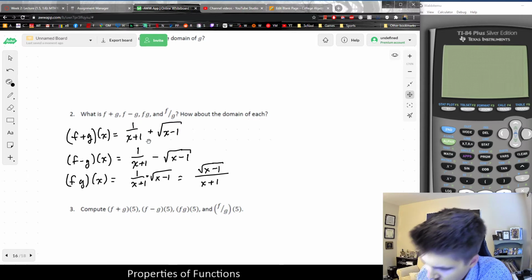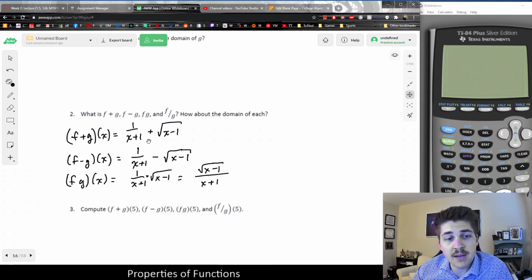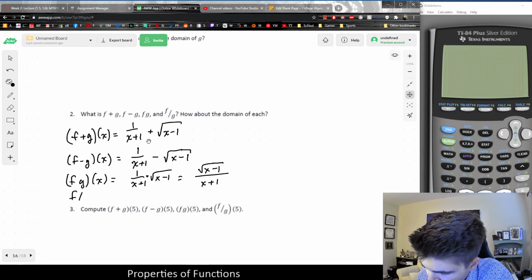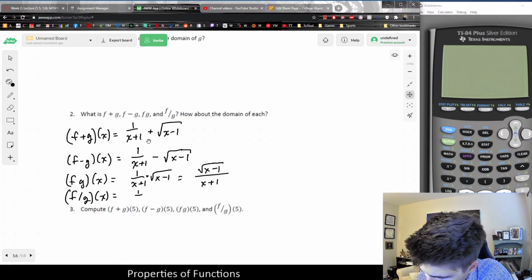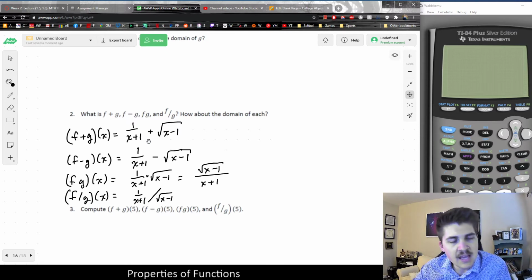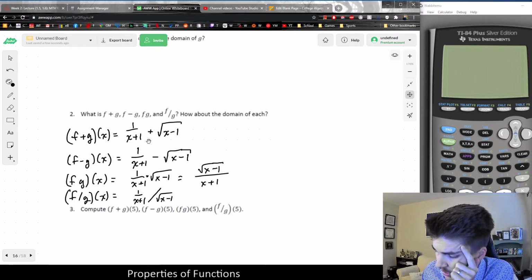So sometimes their combination might be quite a bit simpler, and it might be worth actually doing it. And lastly, the quotient function is just going to be the ratio of the two. So this would be f of x, which is 1 over x plus 1, divided by g of x, square root of x minus 1. And remember, when dividing by a function, if it involves fractions, you can always use the flip and multiply rule in order to do that.